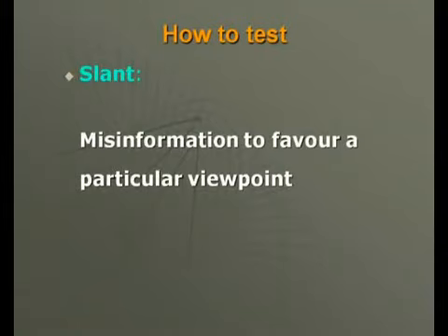What is slant? Slant is misinformation to favor a particular viewpoint, such as a sentence which says, quote, the incidence of malaria is increasing because the drug XXYY is not being used. Here, it could be the intention of the writer and the reporter to make it look like news, but there is slant in this news and there is misinformation to promote a particular viewpoint or a particular product.